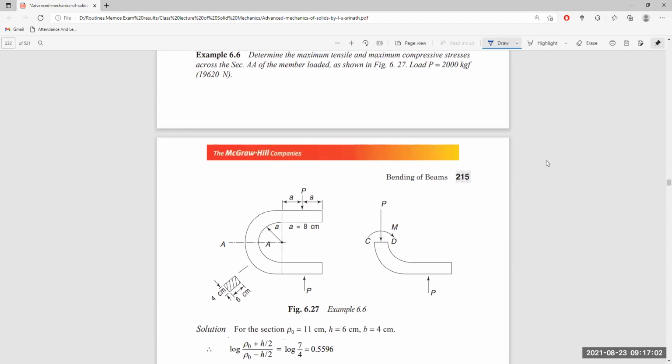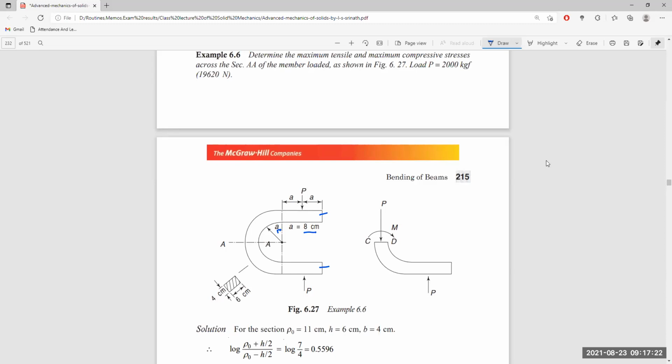Rho is applied, and the external load P is applied from here and here. So this is also equal to A, which is given as 8 centimeter, and the radius of this U-beam is also given as A itself. So the distance from this side is 3 into A, that is 24 centimeter.